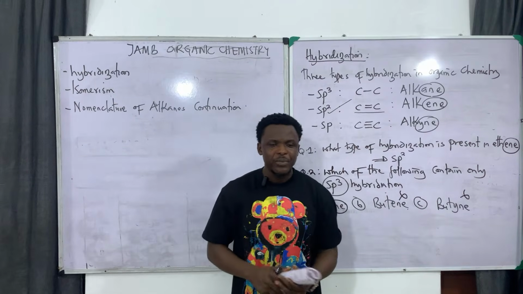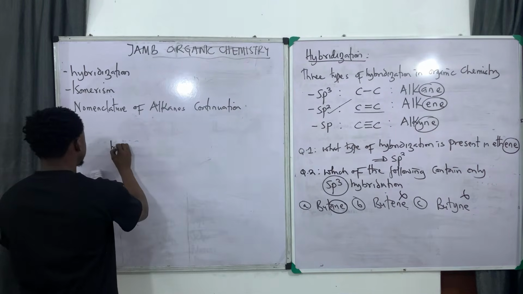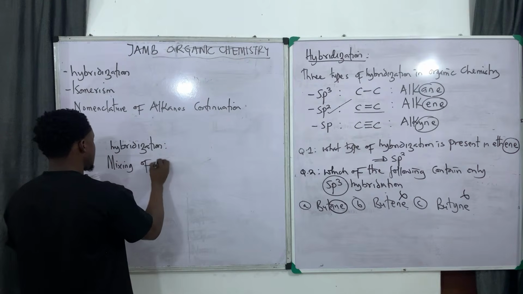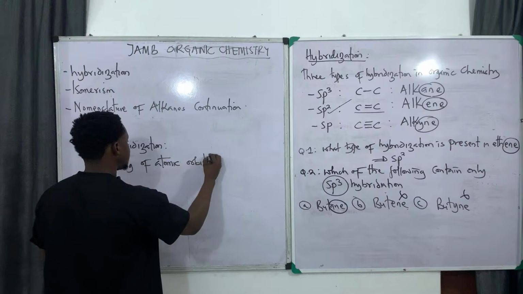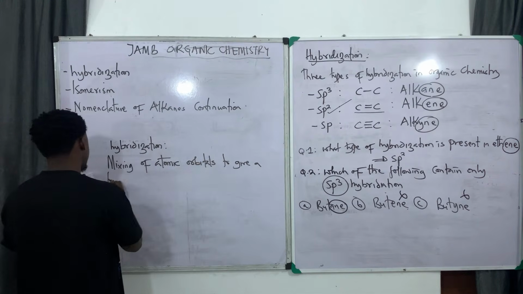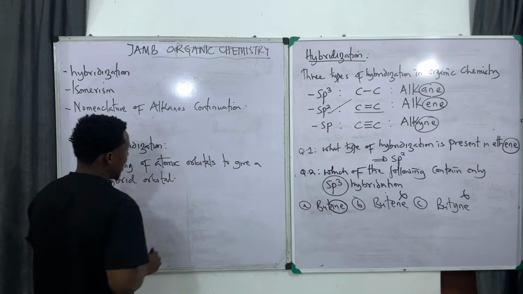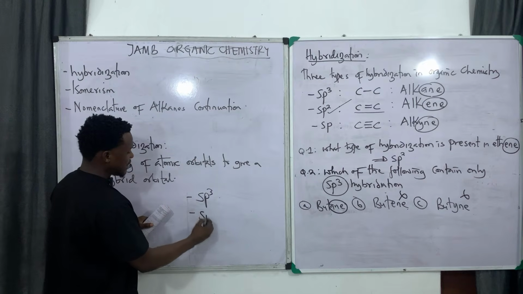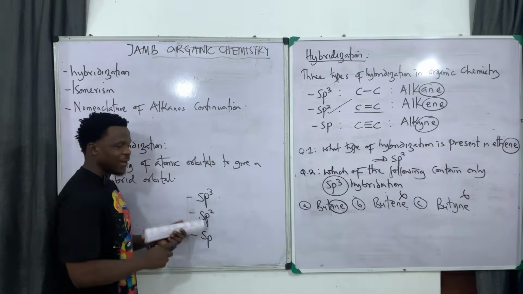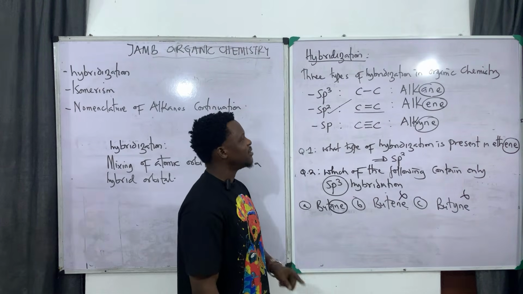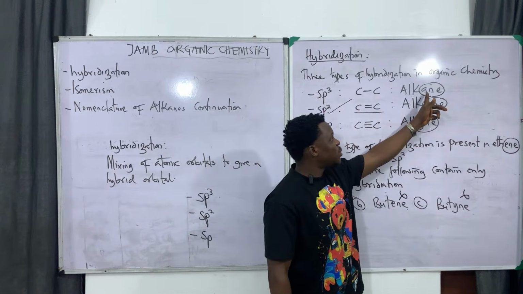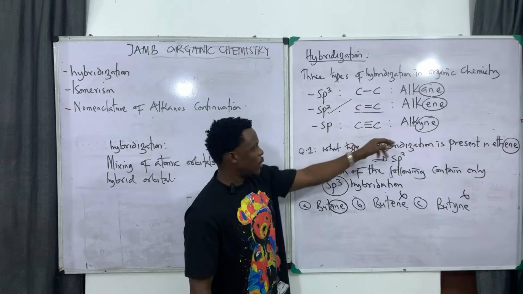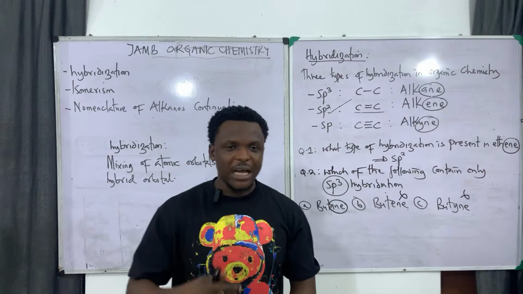Hybridization, what is the definition? Hybridization is a mixing of atomic orbitals to give hybrid orbitals. So when you mix s and 3p, you have sp3. You mix s and 2p, you have sp2. You mix s and 1p, you have sp. Where can we find them? Any compound that contains single bonds, or any compound that ends with ane, is sp3. The one with a double bond, or ene, is sp2. The one that ends with yne is sp. Please, I need a thumbs up to be sure that you're following.